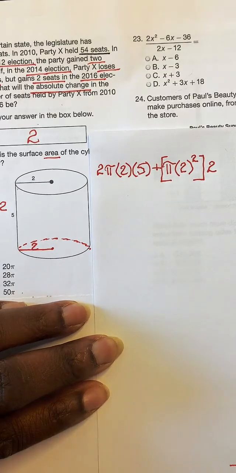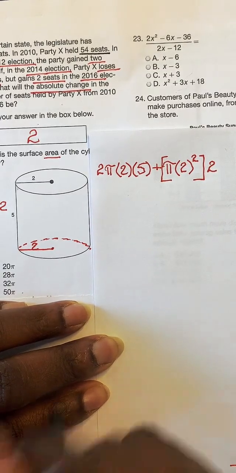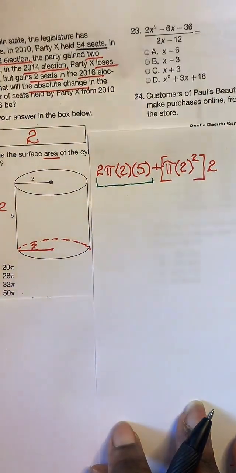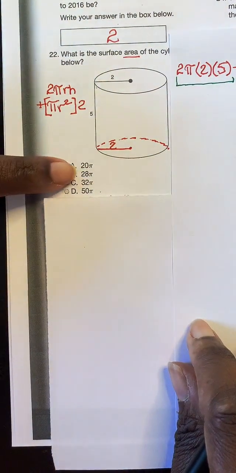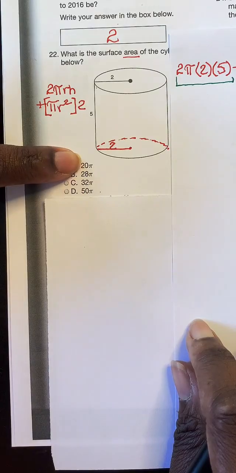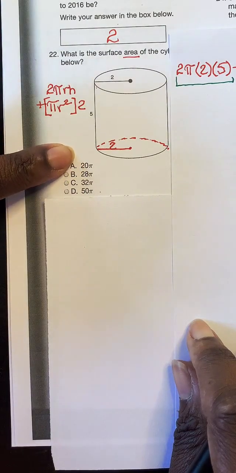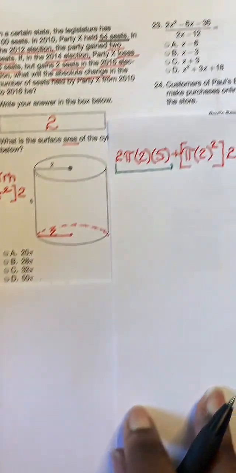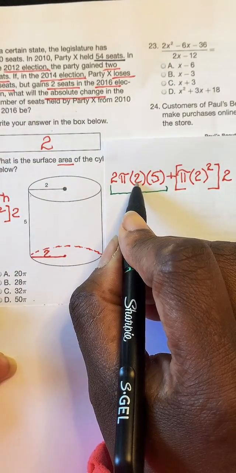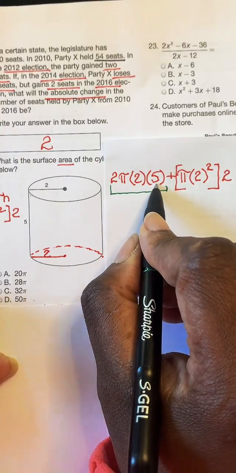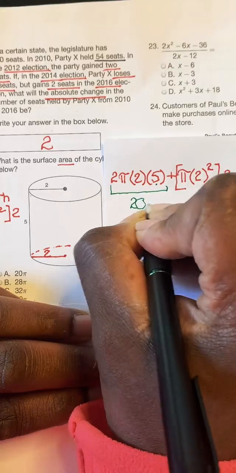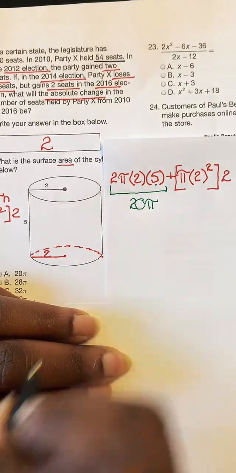Okay, so now let's work on each section at a time. So let me work over here. Now, before I go any further, if you notice your answer still has the pi associated with it, I don't have to substitute 3.14 for my pi. So when we got this, we have 2 times 2, which gives me 4. And then 4 times 5, that gives me 20. So here we have 20 pi.